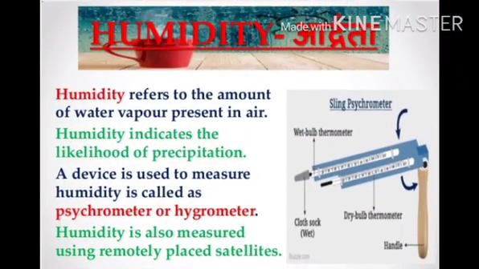Now humidity. Humidity refers to the amount of water vapor present in air. Humidity indicates the likelihood of precipitation. A device used to measure humidity is called a psychrometer or hygrometer. Humidity is also measured using remotely placed satellites.